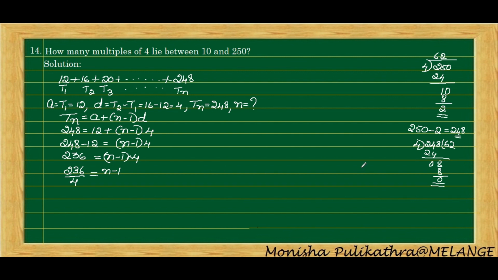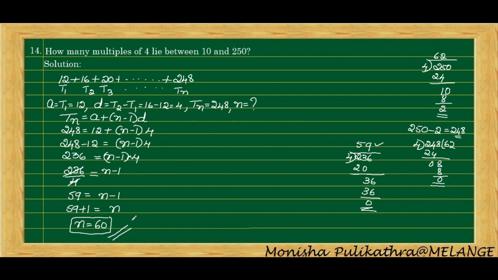So now we need to divide 236 by 4. 4 5s are 20, 36 remaining, 4 9s are 36. So it is completely divisible. So the quotient is 59. So 59 is equal to n minus 1. Next I will shift minus 1 to the left hand side, it will become plus 1. So n is equal to 60. So between 10 and 250 there are 60 numbers which are completely divisible by 4.